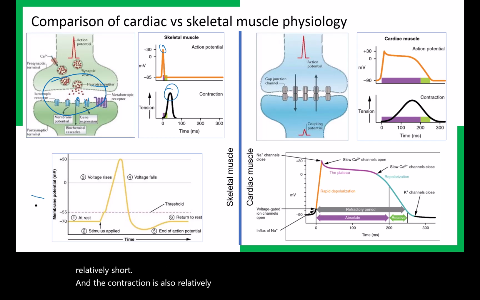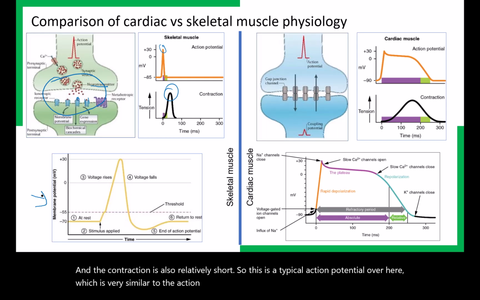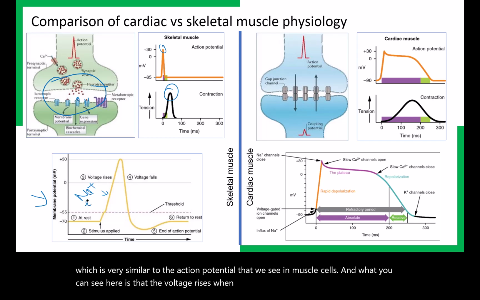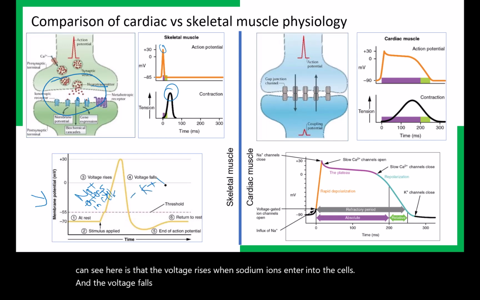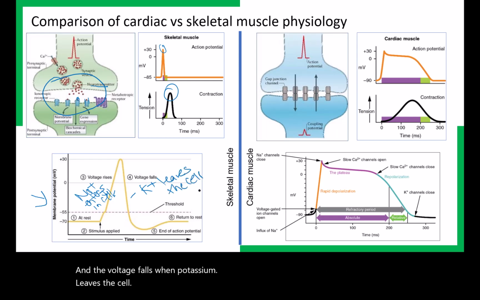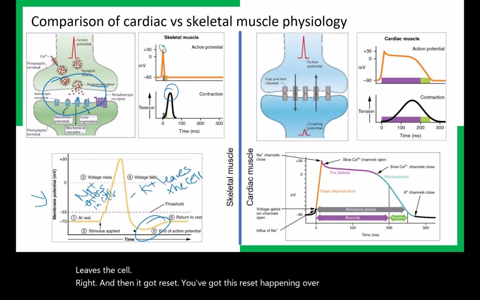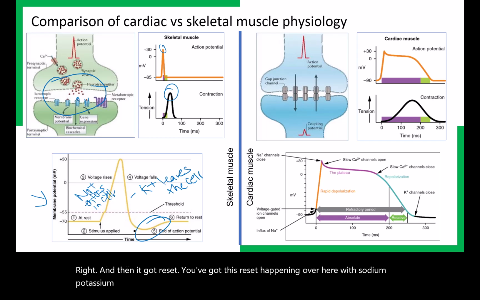So this is a typical action potential over here, which is very similar to the action potential that we see in muscle cells. And what you can see here is that the voltage rises when sodium ions enter into the cells, and the voltage falls when potassium leaves the cell, right? And then it gets reset.